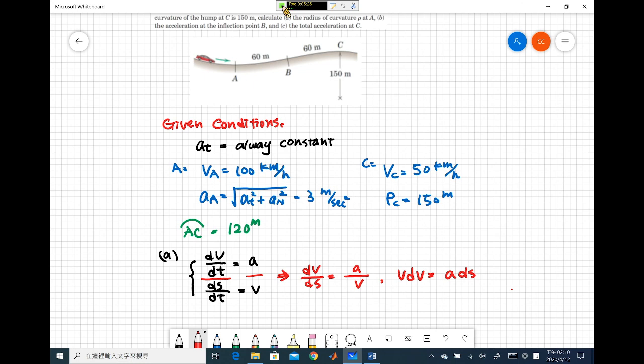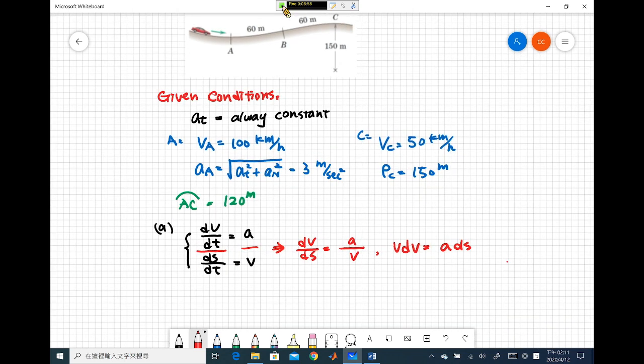The reason I come up with this idea is because first we know the position, we also know the velocity, and we know the AT. We don't know the AT, but we know AT is constant. Based on that, we can quickly derive this equation because we can put a constant here. That means we can do the integral.